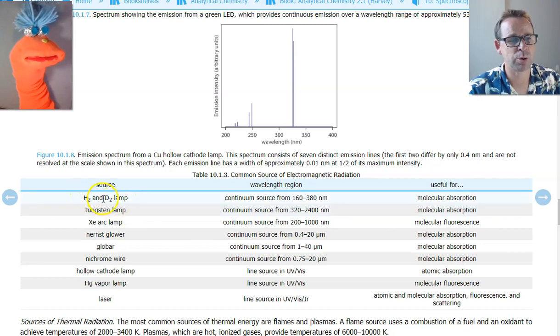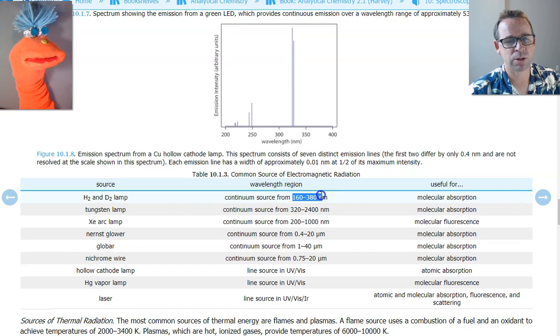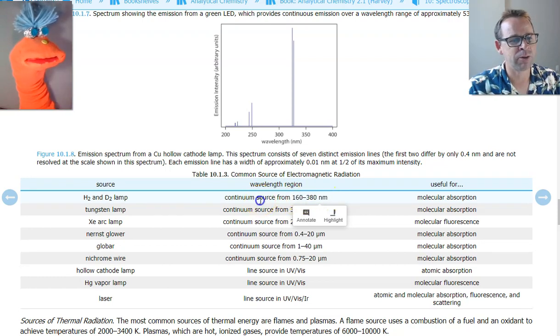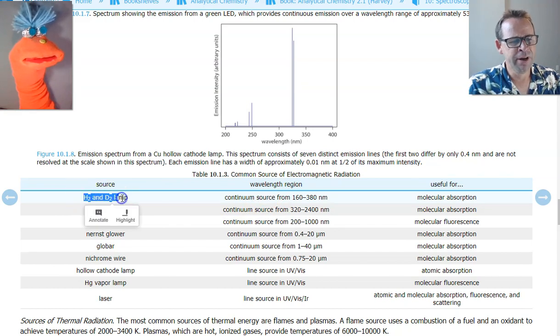You can have a hydrogen lamp or deuterium. Deuterium is a hydrogen atom with one extra neutron. All right, that's what deuterium is. And those lamps produce a good range for us in terms of ultraviolet light. Now, unfortunately, these lamps often don't last very long. They burn out relatively easily.